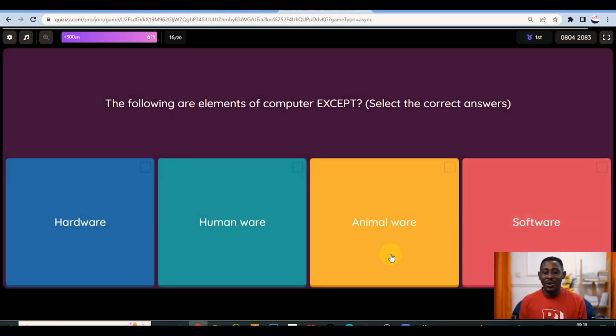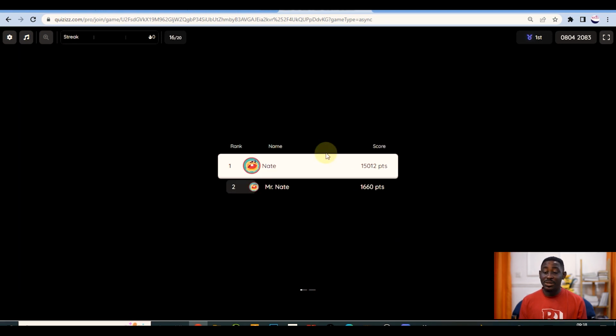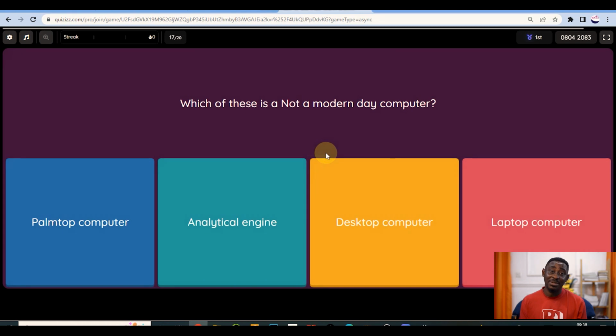And then the following are elements of computer except the hardware, the humanware, the animalware, the software. So the animalware is not the element of computer. Oh, it says we should select all answers except one. Sorry, I missed that, but I understand why. I was supposed to select. I didn't read the instruction carefully, but I'm sure you know the right answer.